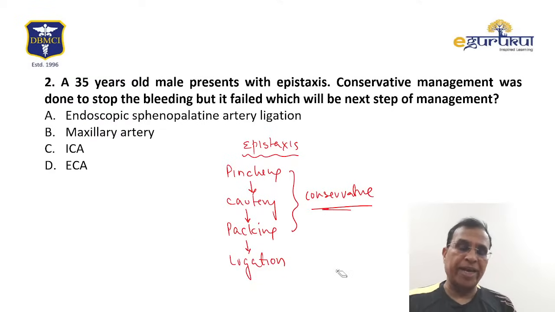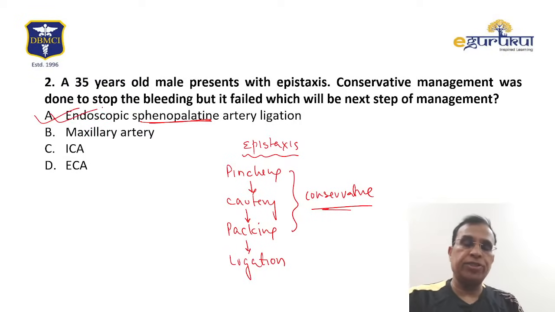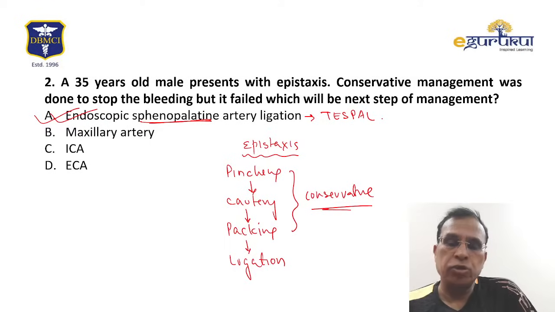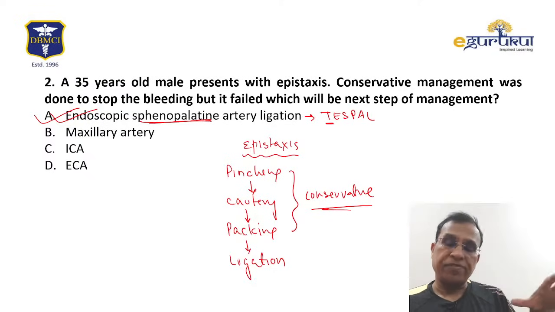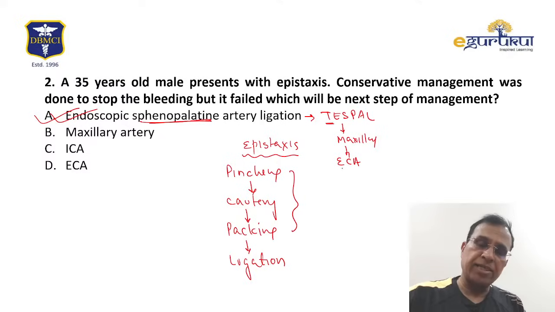And the first artery that we ligate is the sphenopalatine artery. And so we do endoscopic sphenopalatine artery ligation. It is also called TESPAL in short, because we do transnasal endoscopic sphenopalatine artery ligation as the first artery. If this fails, then we ligate maxillary artery. If this fails, we ligate external carotid artery. And if this fails, then the last step is the anterior ethmoidal artery ligation.